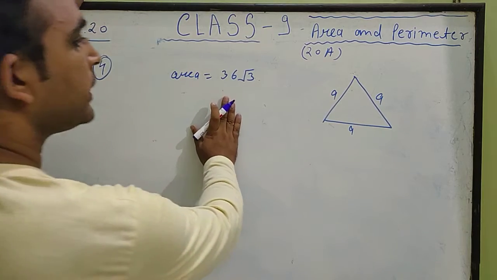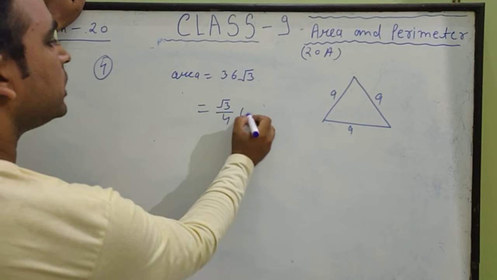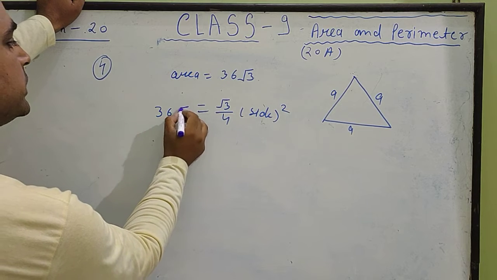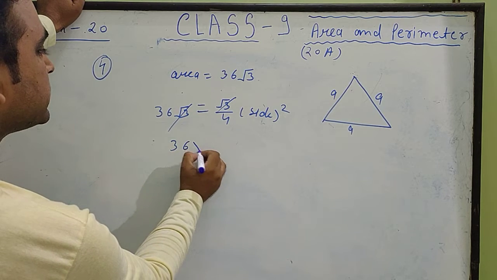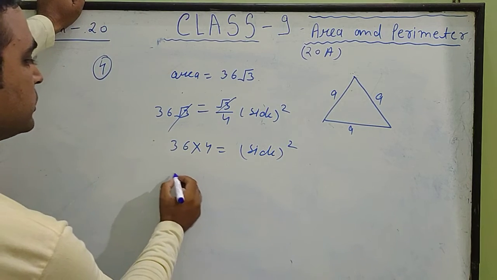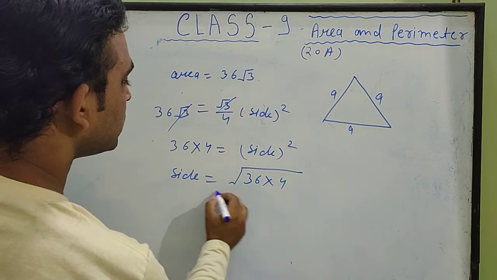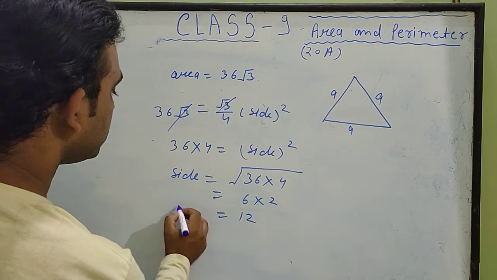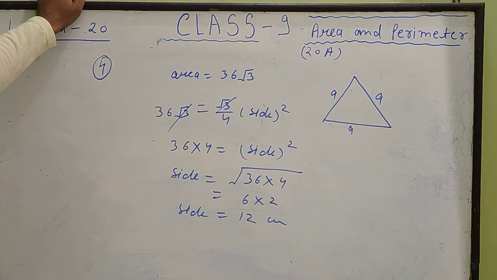So what is the area of the triangle? The area of an equilateral triangle is equal to root 3 by 4 into side square, and the area is given as 36 root 3, so we can equate both the values. Now root 3 and root 3 cancel, then cross multiply, 36 into 4 is equal to side square. So side is equal to the square root of 36 into 4. The square root of 36 is 6 and the square root of 4 is 2, means 12. Side will be 12 centimeter.